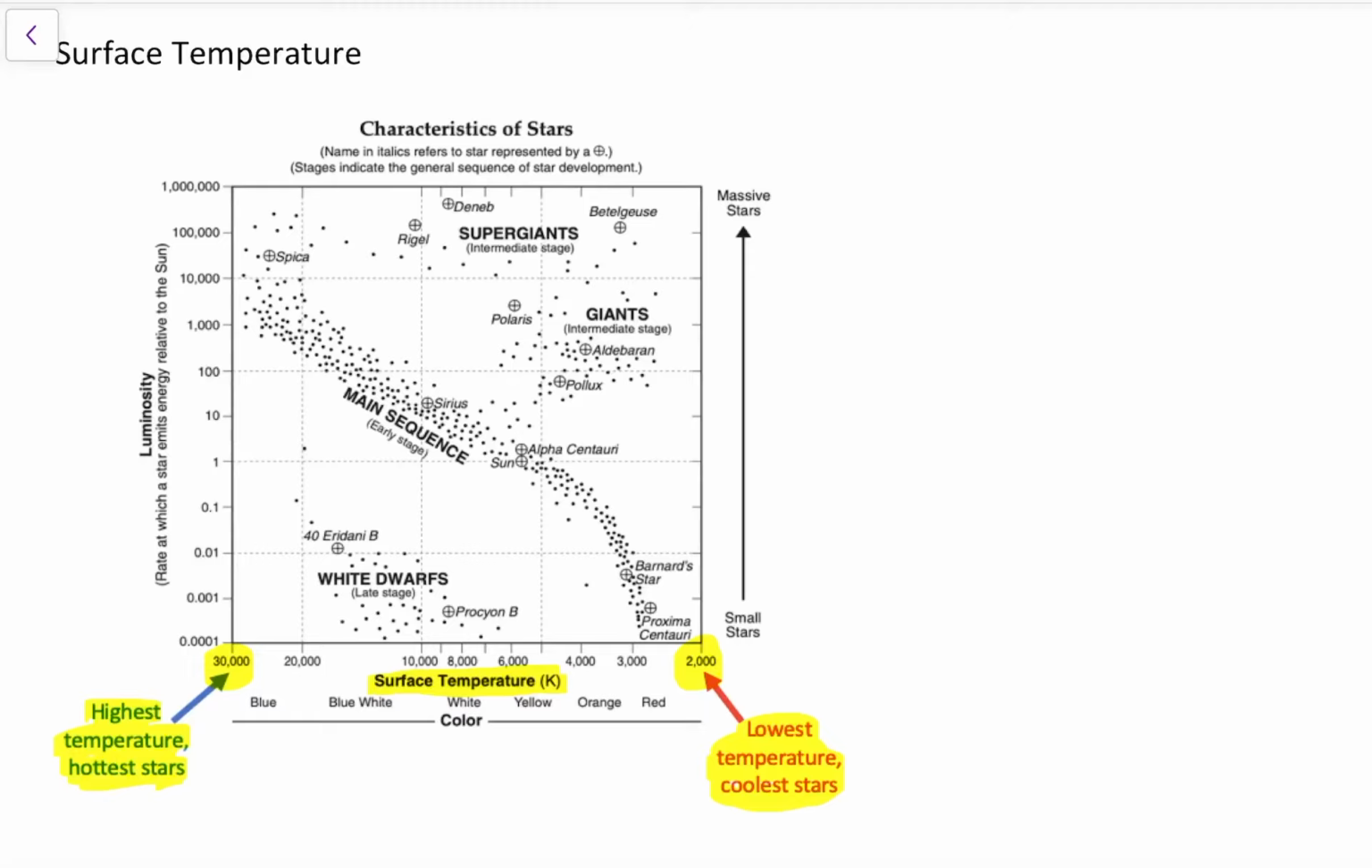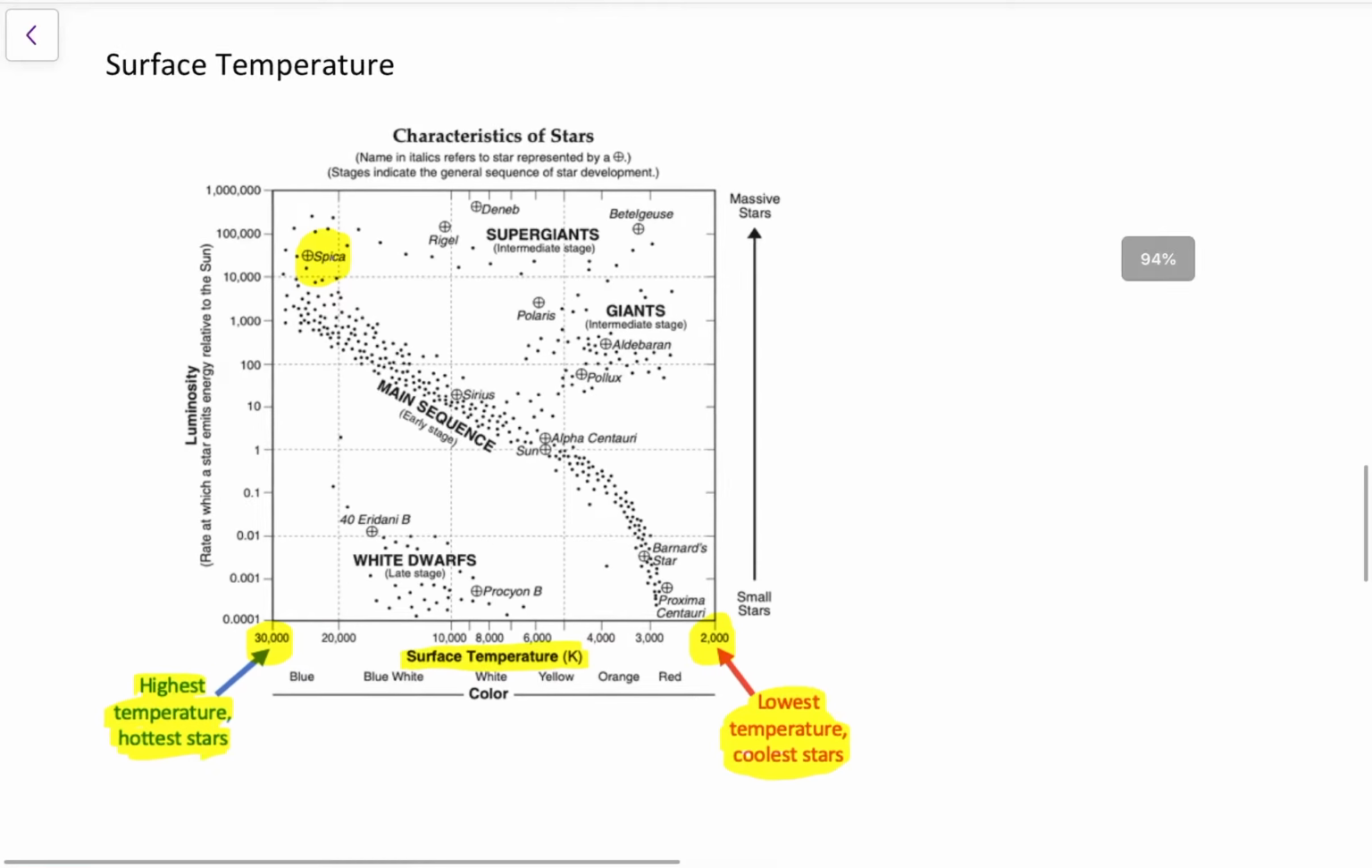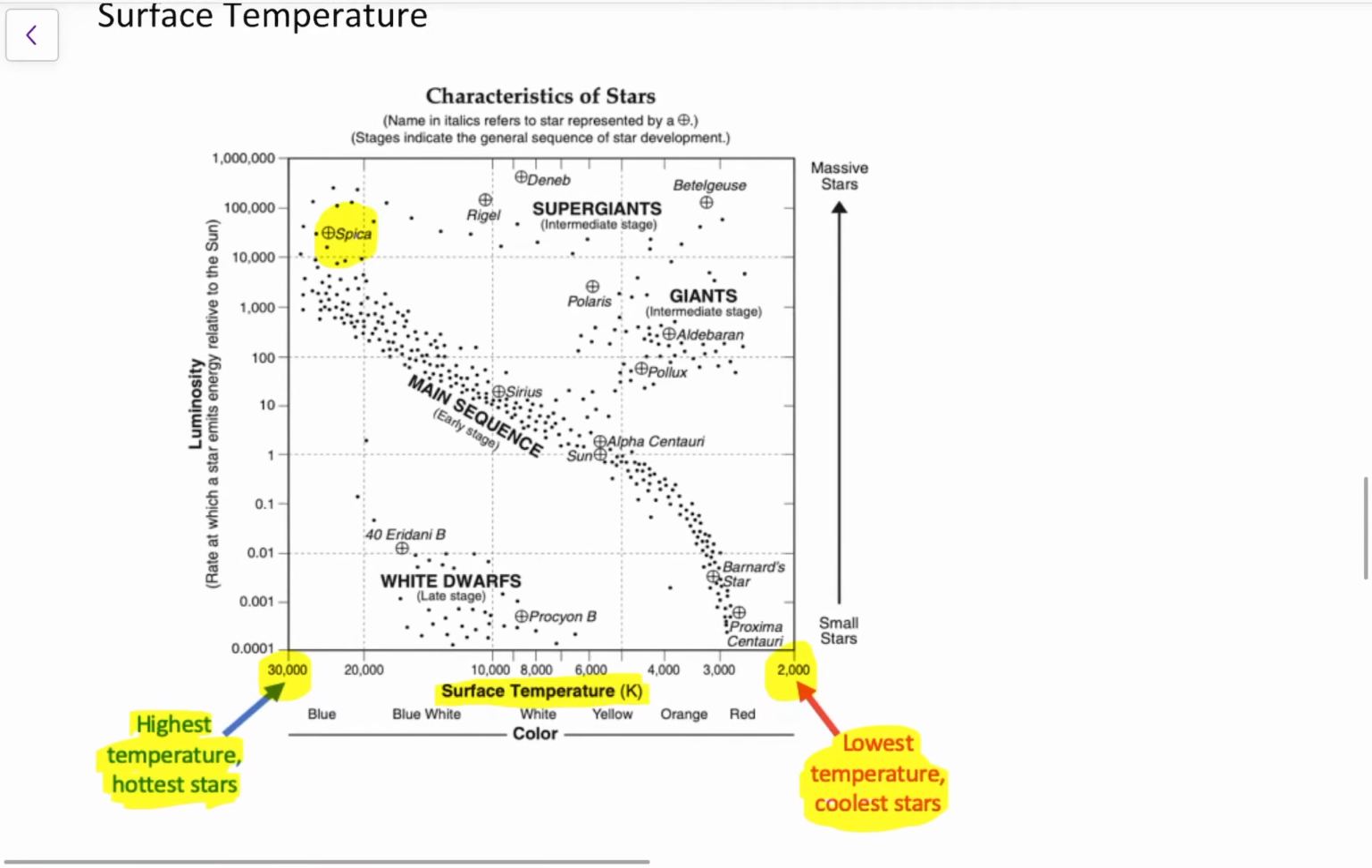So if we're going to look at a specific star, in order to tell the temperature of that star, we want to find the star and draw a line straight down to try to figure out its temperature. So for example, if I were to look at the star Spica here, it's up in this corner of the diagram. If I find Spica, I can draw a line straight down to figure out its approximate temperature. Spica lands about halfway in between 20,000 and 30,000. So if I were going to guess, I would say Spica is about 25,000 Kelvin.